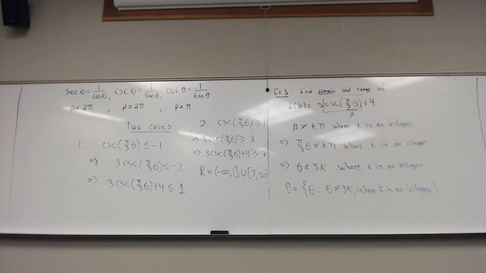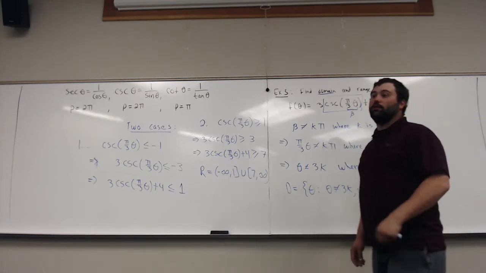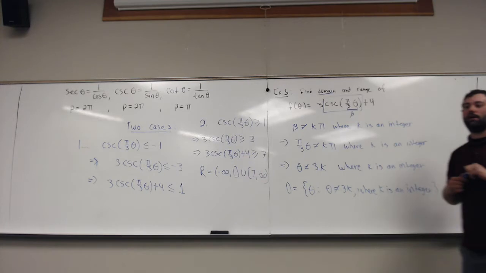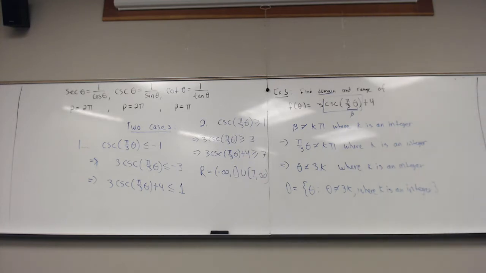It says k times pi for cotangent. That's cotangent and cosecant have the same domain, if you look. Okay, because I had it as k plus pi for cosecant. Okay, it should be k times pi, yep. Basically, anywhere that sine is 0 is not going to be in the domain of cosecant, which is multiples of pi.